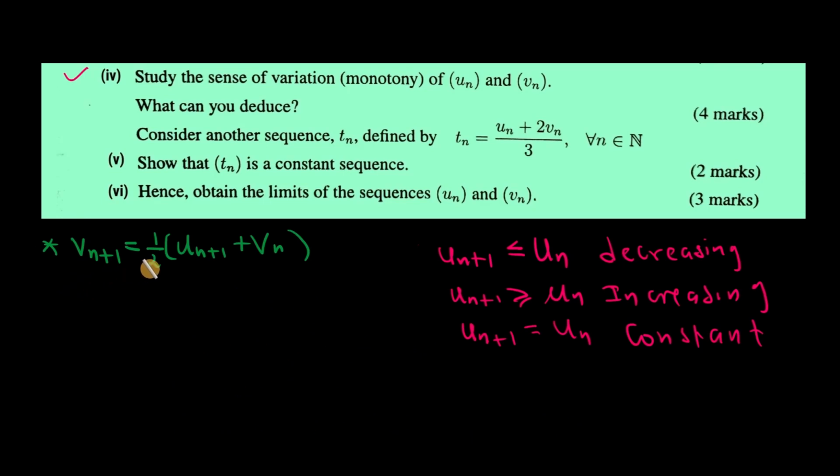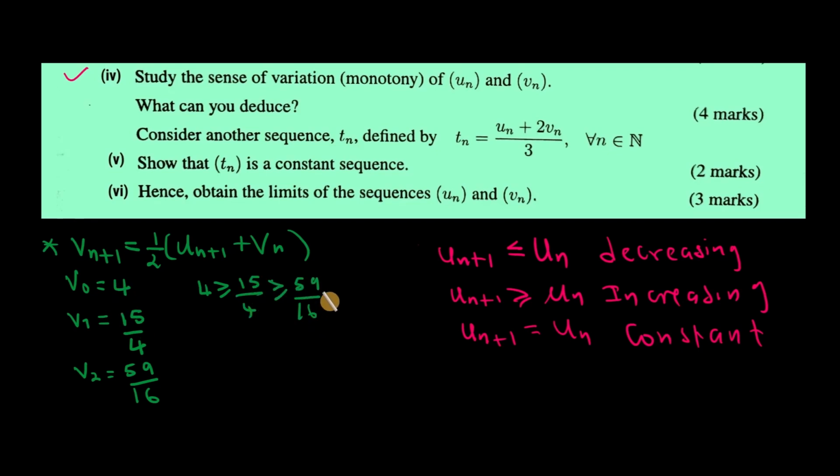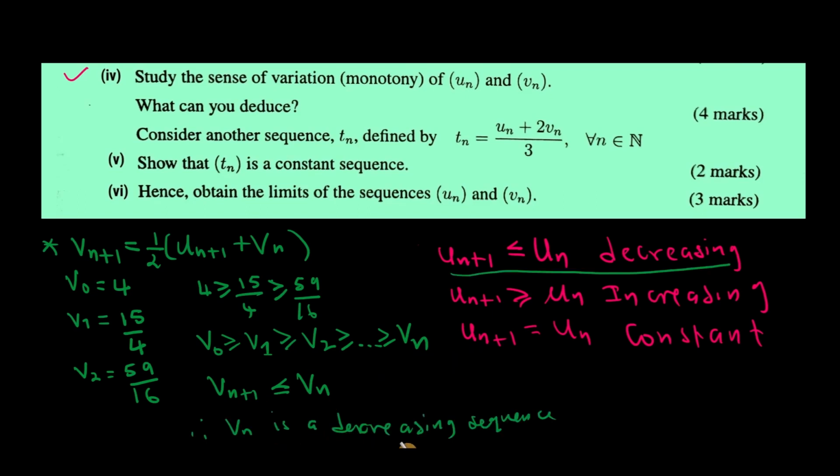We know V(n+1) is equal to half into U(n+1) plus Vn. And V0 equals 4 from the question. V1 is equal to 15/4 from Roman 1. V2 is equal to 59/16 from Roman 1. From here, we can observe that 4 is greater than or equal to 15/4, and 15/4 is greater than or equal to 59/16. That means V0 is greater than or equal to V1, greater than or equal to V2, and V2 will be greater than or equal to V3, greater than or equal to V4, and so on up to Vn. It's the same like V1 is less than V0, V2 is less than V1, V3 is less than V2. Therefore, V(n+1) will be less than Vn. Therefore, Vn is a decreasing sequence.